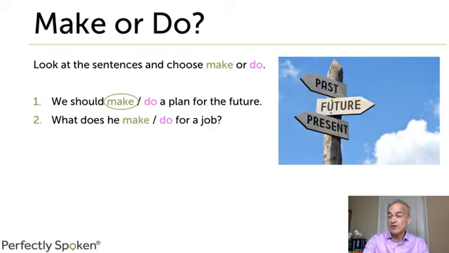What does he make or what does he do for a job? Answer: what does he do? See, we've got auxiliary do and the verb do. What does he do? If the question is for you, what do you do? What do they do? What does he do?